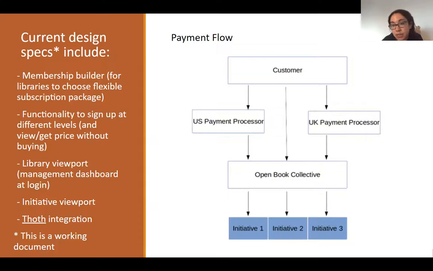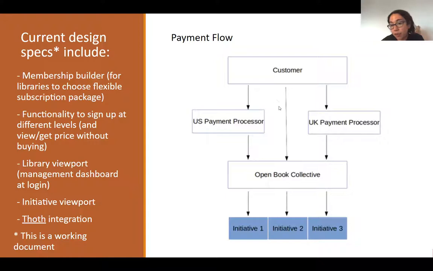And then the ability to sign up at different levels. So you can make your package, check out what it'll look like, get the price, get the quote for what that would be, and then not buy it if you don't want to. A library viewport, so you log in and then you can manage your subscriptions through a dashboard. An initiative viewport, so as a publisher or infrastructure provider, you can sign in and view what you have on offer, and Tote integration, as I mentioned before.